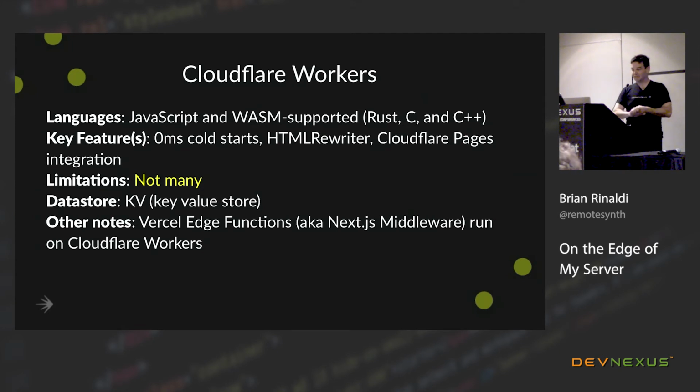Cloudflare Workers is another big one. I think Cloudflare Workers came out about a year ago. Obviously a lot of people were using Cloudflare as a CDN, and Cloudflare Workers was basically them offering you the ability to do serverless functions on their CDN. As I mentioned, there are 218 different CDN locations, so they have a lot. You can use JavaScript or any WASM supported language like Rust, C, or C++.